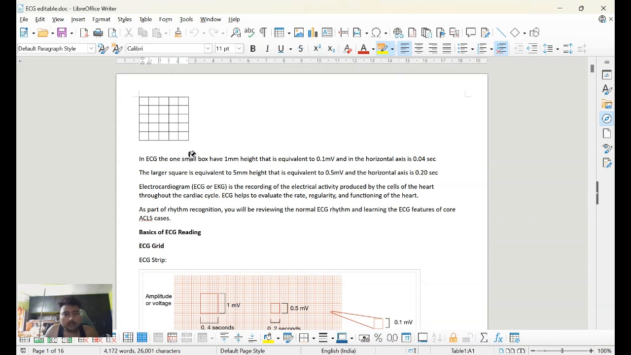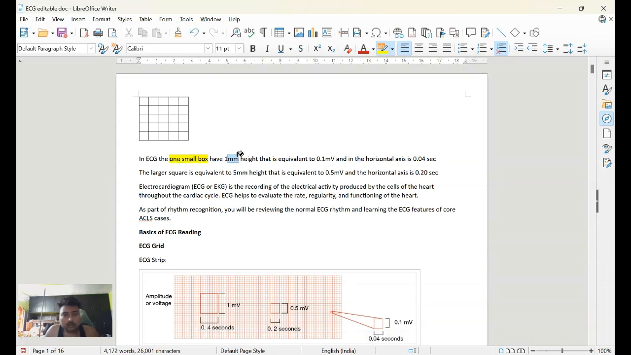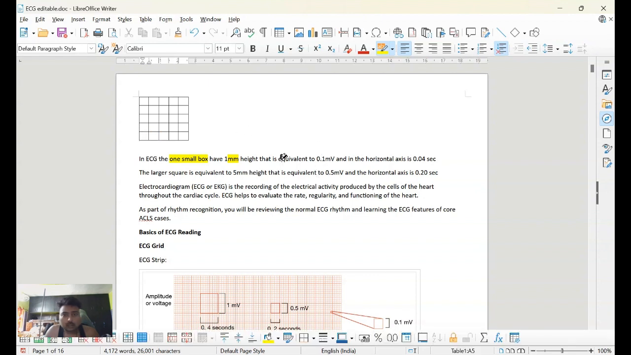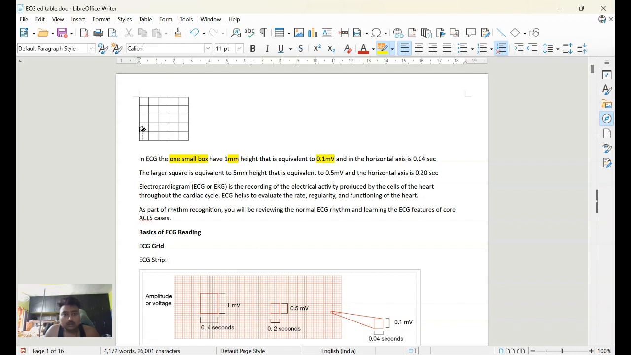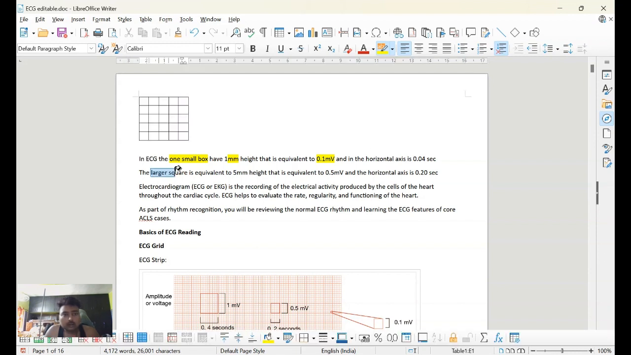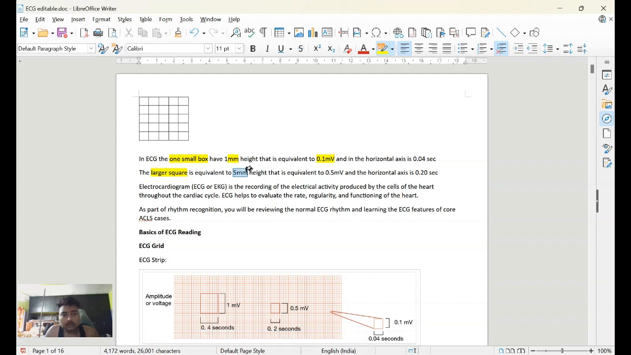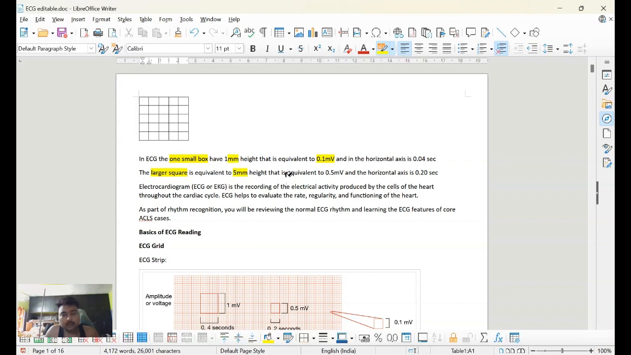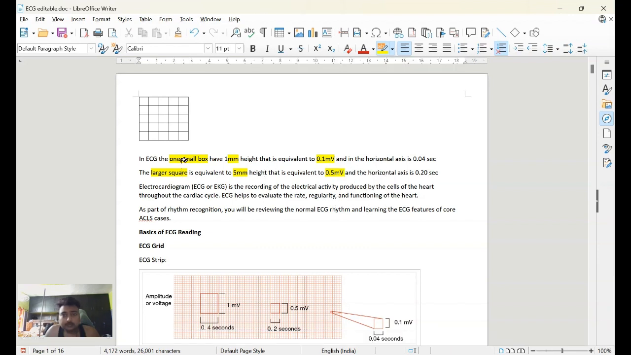In ECG, one small box has 1 millimeter height, equivalent to 0.1 millivolt. The large box square is 5 millimeters in height, so it has 0.5 millivolt. The small box takes 0.04 seconds, whereas the big box takes 0.20 seconds.